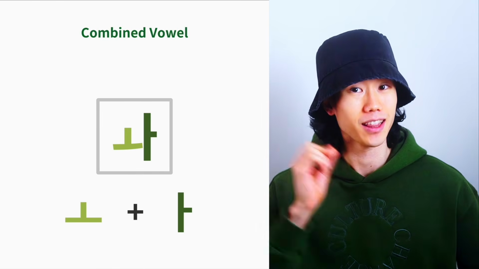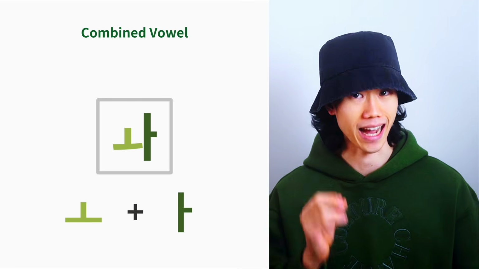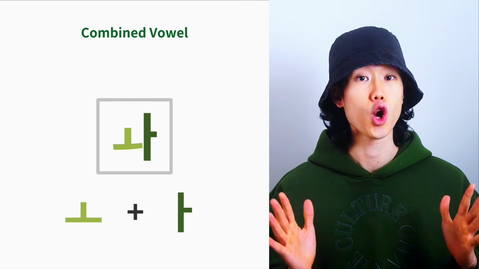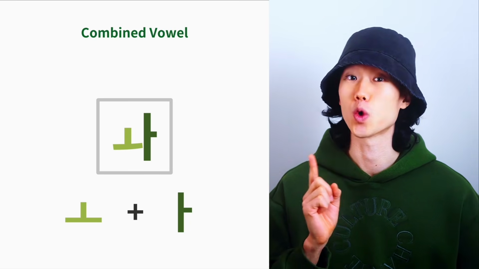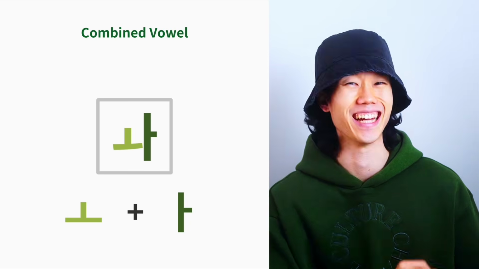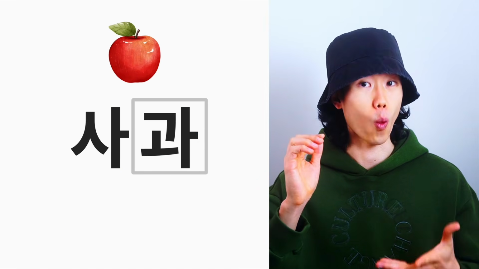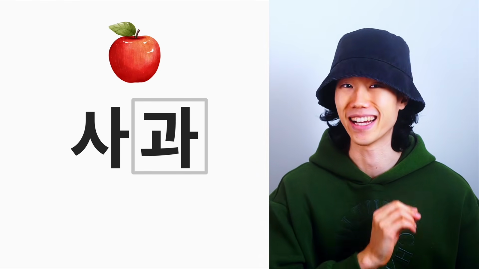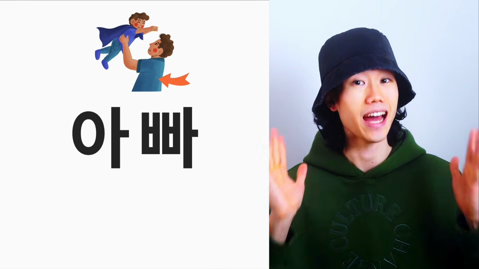Look at this. This vowel is a combination of O and A. So you can read it as O, A, wa. Do you remember that? Okay. 그, 와, 과. 사과, 사과.